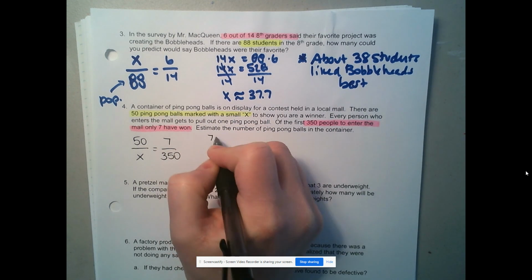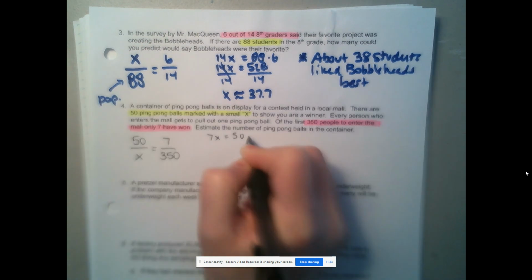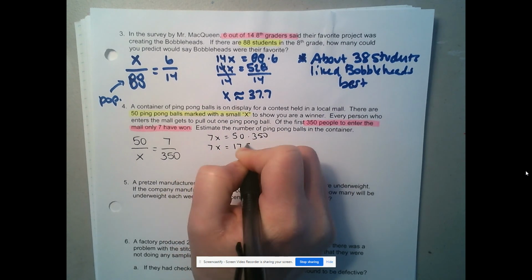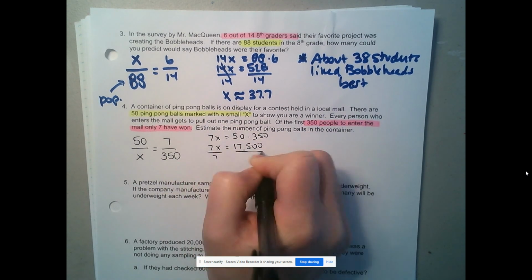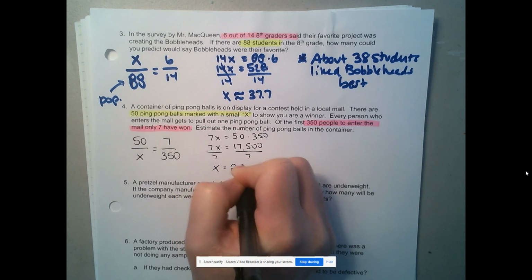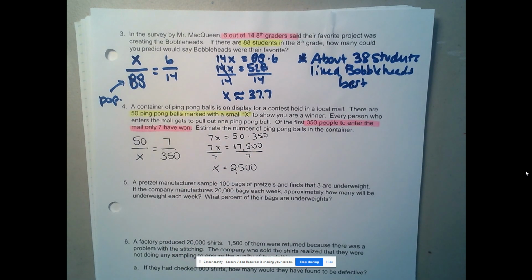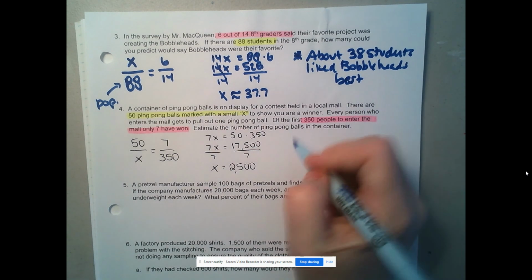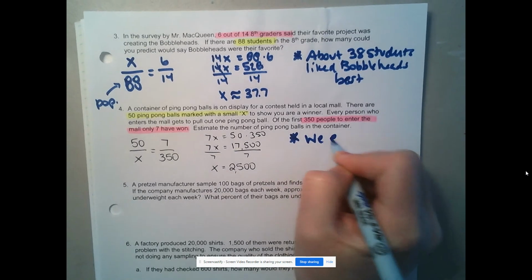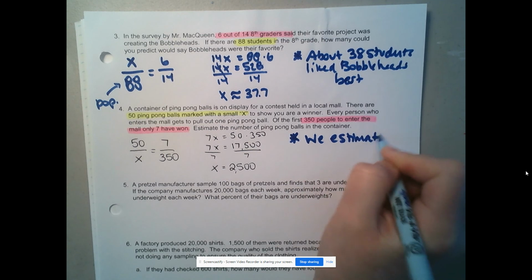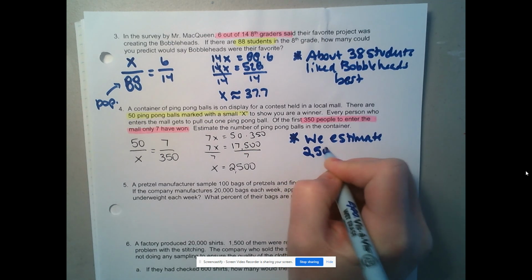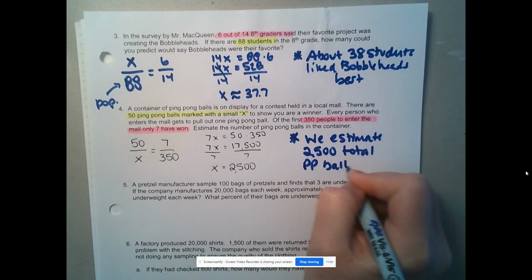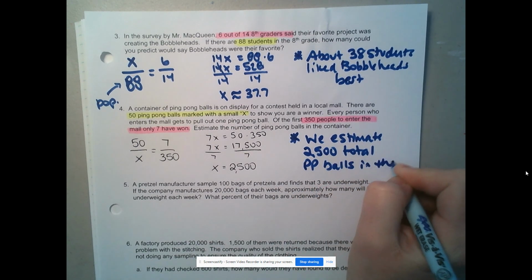So if we cross multiply, 7x equals 50 times 350, we would have 7x equals 17,500, and divide both sides by 7. We are going to estimate that there are 2,500 ping pong balls in the container.